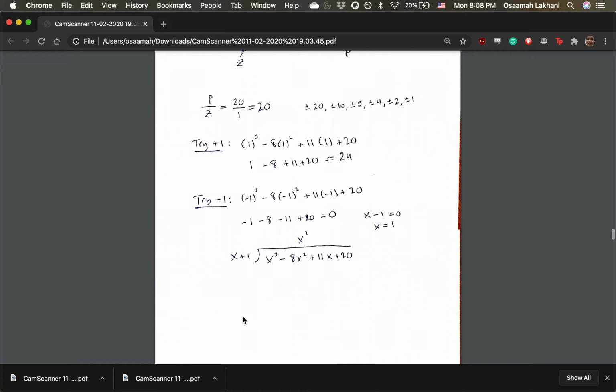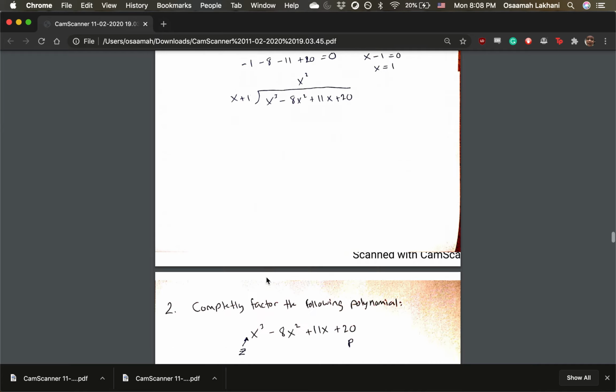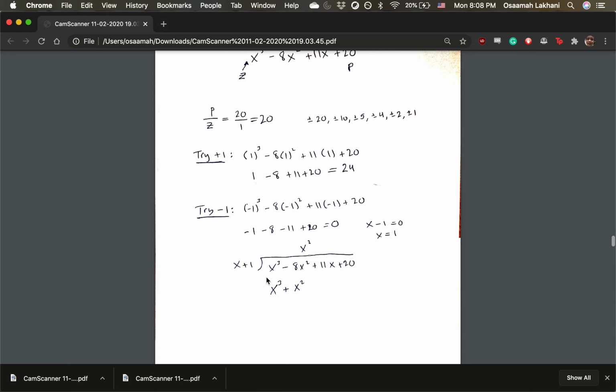Here I decided to start with an x squared, because the idea is you want to cancel out this x cubed. You multiply an x by an x squared, and that gives you an x cubed that we can use to cancel it out. So I wrote an x squared up here. We multiply the x squared by the x, and that gives us an x cubed, which I've written below. So x squared times x equals x cubed. x squared times 1 equals x squared. I wrote them both below.